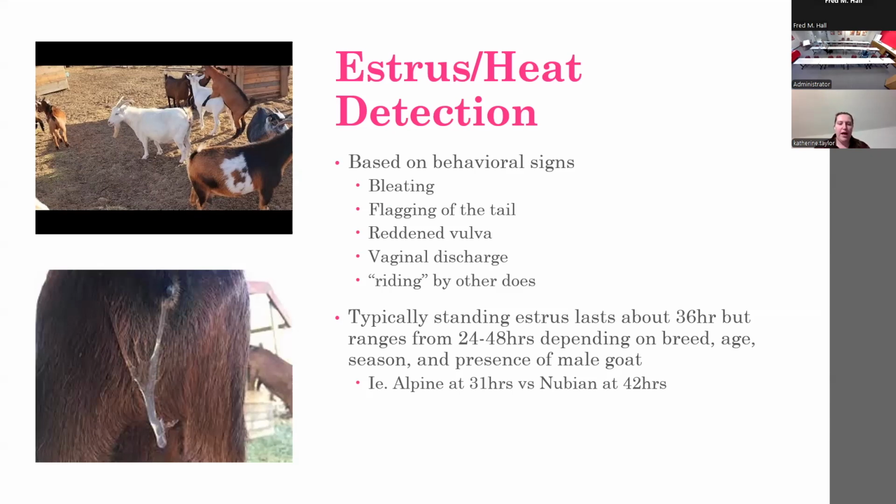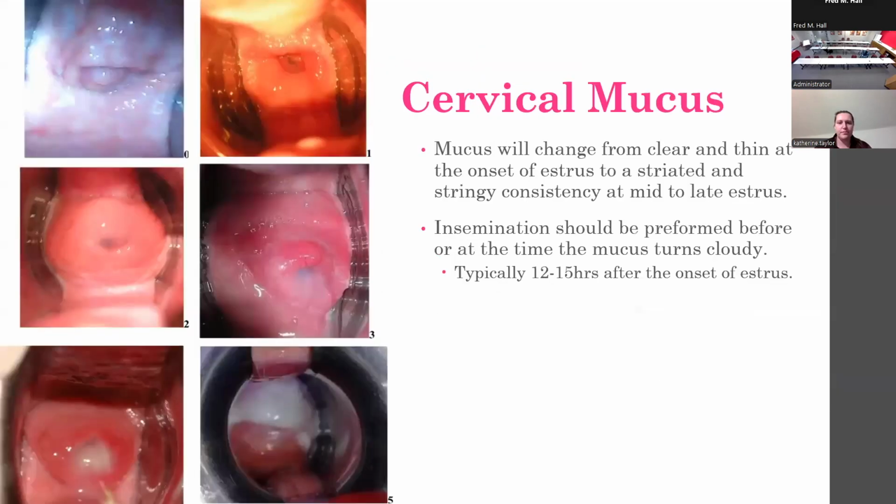For example, Alpines usually have a 31-hour estrus cycle versus Nubians at 42 hours. So knowing your goat, their breed, and their history really helps align when you want to AI with that animal for a transcervical AI.